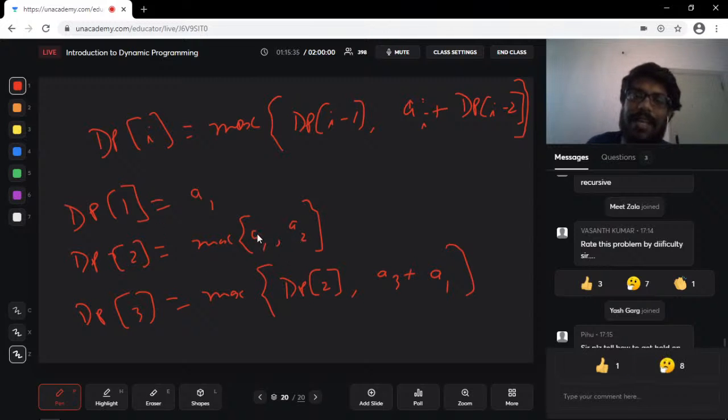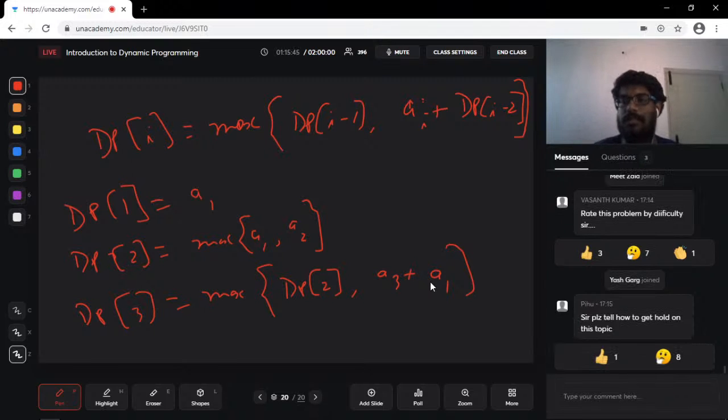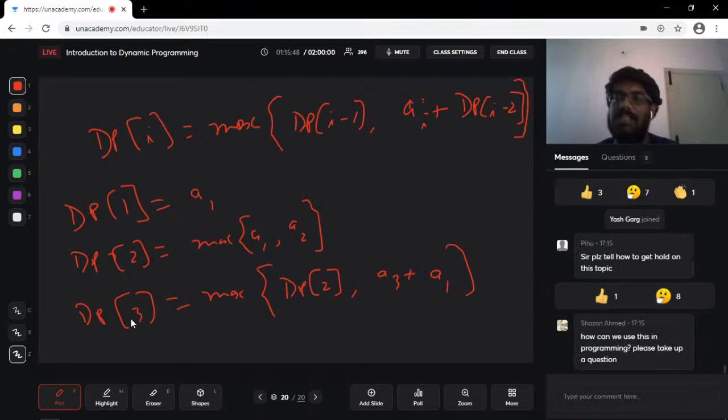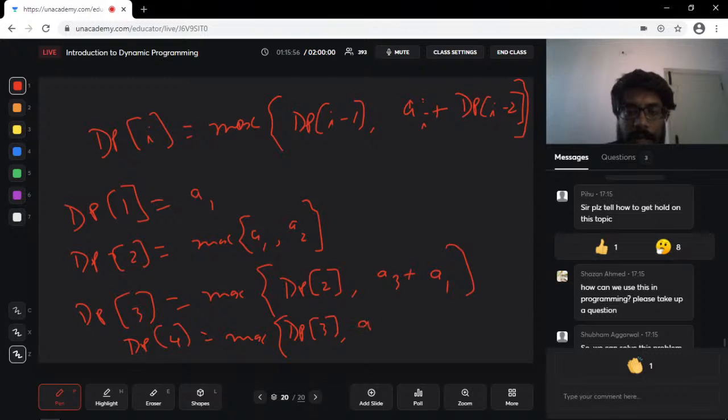So it's max of a1 plus a3, comma dp of 2, which is max of a1 comma a2. But I can kind of ignore this a1 because this a1 is here as well, right? But dp doesn't ignore. When we did it, we kind of ignored it, but dp does everything. It looks at all the problems, right? So this is dp of 3, and similarly dp of 4 would be max of dp of 3, comma a4 plus dp of 2, and so on and so forth.